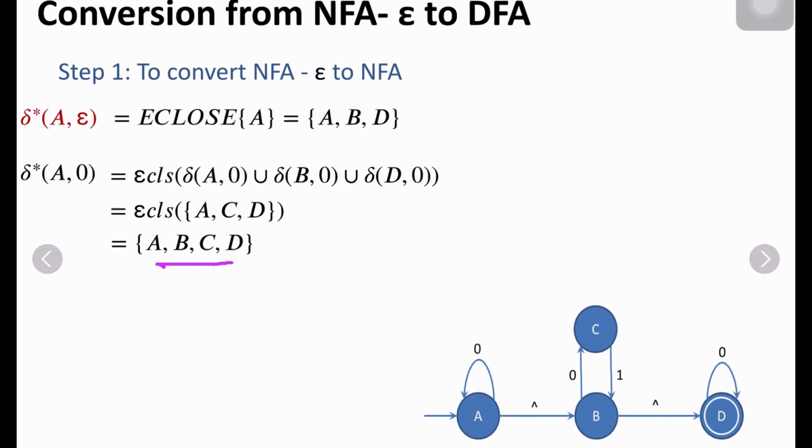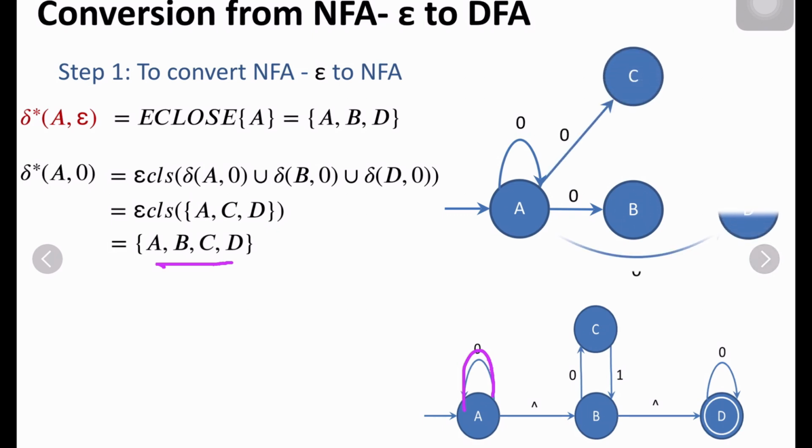When you take the transition of delta star of A comma 0, you will get A, B, C, D. Then similarly we find the transition for the other input. A on 0 will go to A, and A on 0 also goes to B, C and D. So I have completed this much and drawn the diagram. Let us move to the other transition.